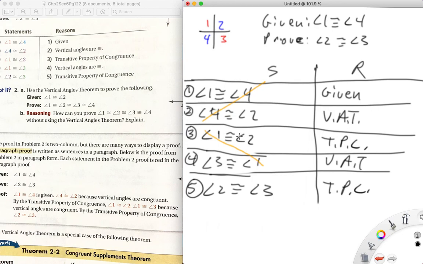Just eyeballing it, really, really straightforward. I would draw the two column proof, and then each statement is a sentence, and then turn it into a paragraph.